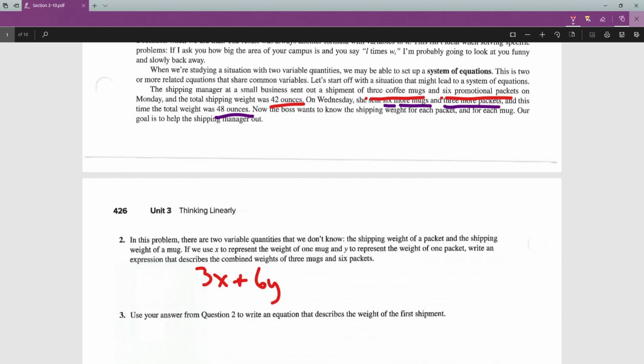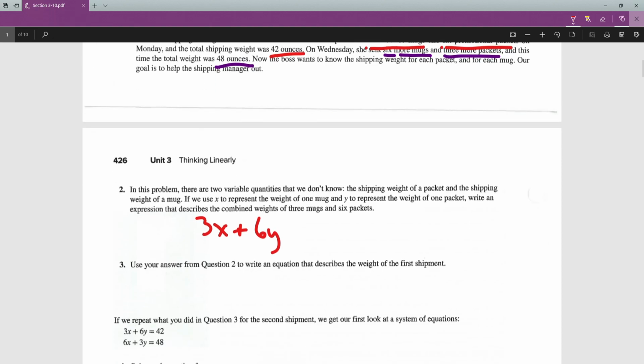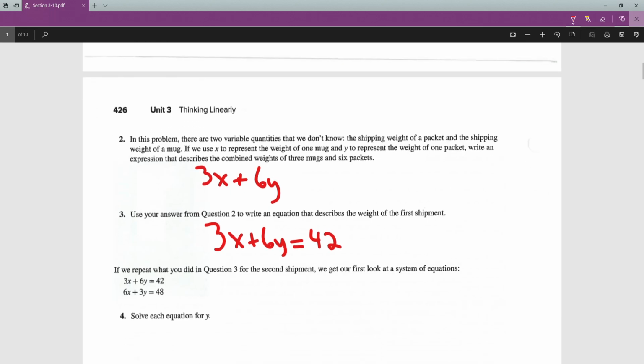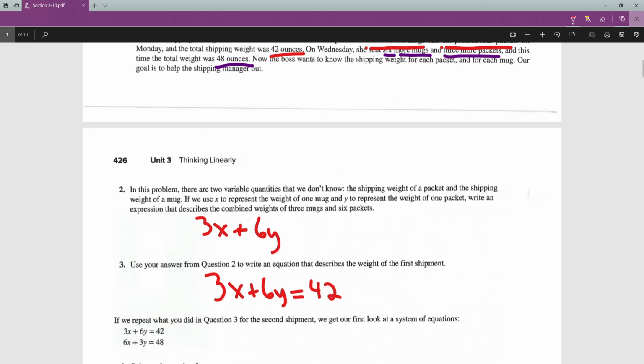Number 3 then says, let's take that expression that we just wrote, 3X plus 6Y equals the total that they gave us in the problem. Underlined in red above in the paragraph, we know that the total was 42 ounces. This gives us our first equation. The author lets us not go through the second equation and does it for us. The part underlined in purple gives us 6x plus 3y equals 48.